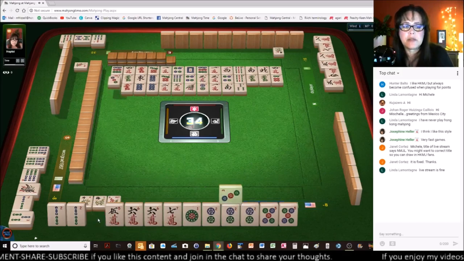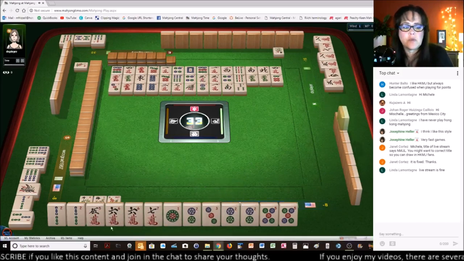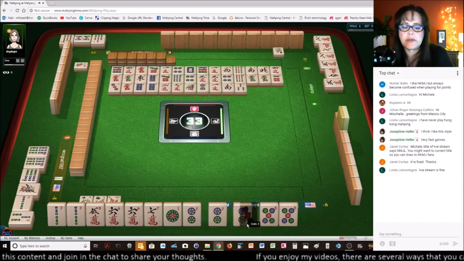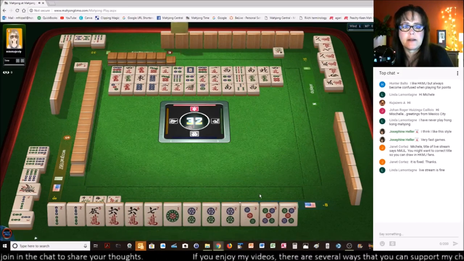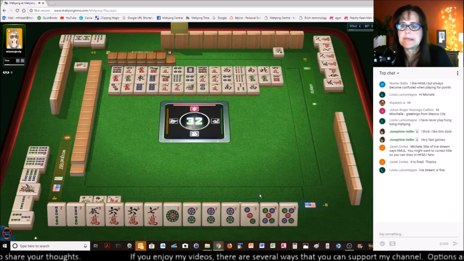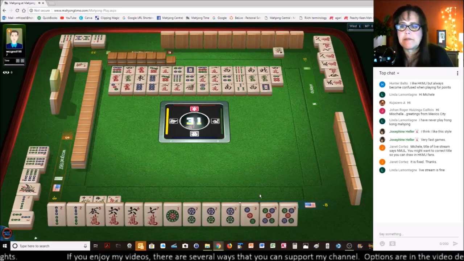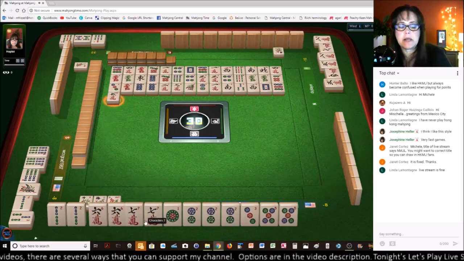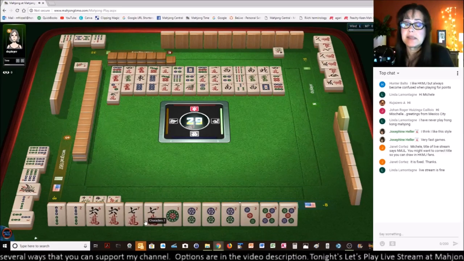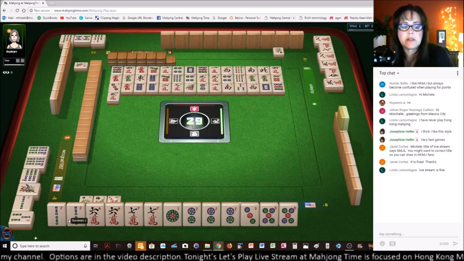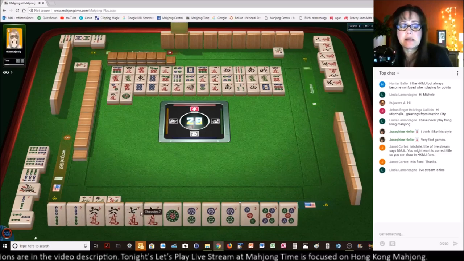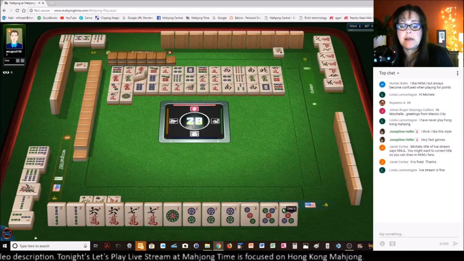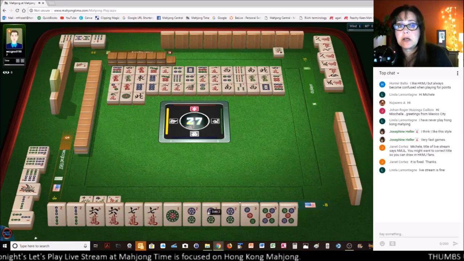Let's get rid of the 3 bam. 3 bamboos. There's one 3 dot out also. West wind. White dragon. The 5 crack and the 9 dots. Okay, 5, good. We got our pair. We got another pair. So we're set now. We just need a pung. We have a pair of 2 bams, a pair of 6 cracks, a pair of 7 cracks, a pair of 5 dots, and a pung of 2 dots.